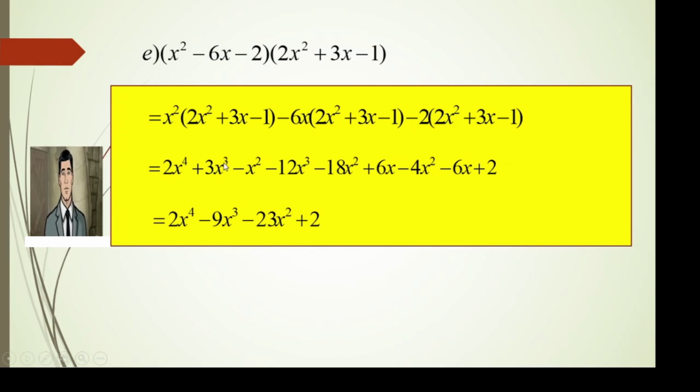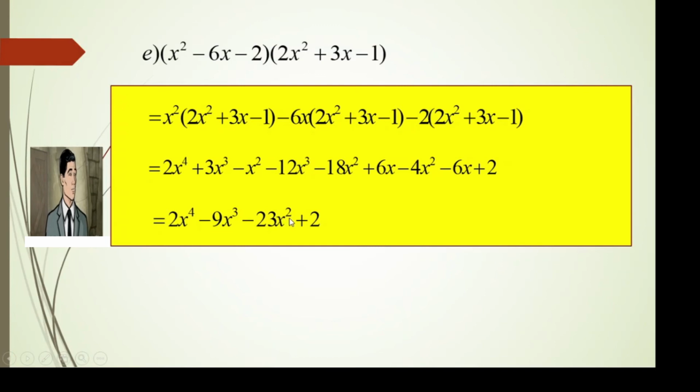Then combine positive 3x cubed and negative 12x cubed by the law of sign, and that is negative 9x cubed because unlike sign, we subtract. Then combine negative x squared, negative 18x squared, and negative 4x squared, and that is negative 23x squared because the three terms have the same sign. So we add the numerical coefficients: 1, 18 and 4. So that is negative 23.